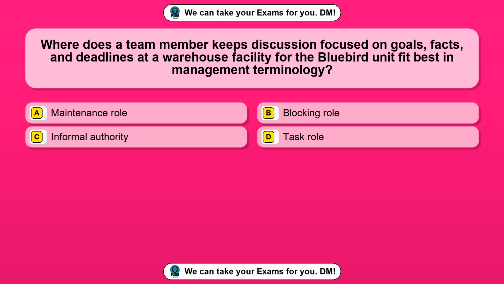Question 31. Where does a team member who keeps discussion focused on goals, facts, and deadlines at a warehouse facility for the Bluebird unit fit best in management terminology? Option A, maintenance role. Option B, blocking role. Option C, informal authority. Option D, task role. The correct answer is option D, task role.